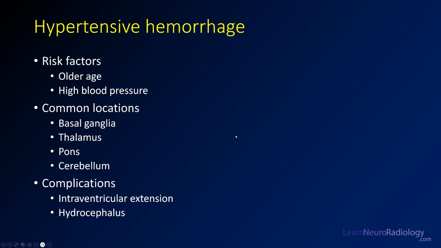So this is a case of hypertensive hemorrhage overall. The risk factors for that are older age, high blood pressure, very common to see in the basal ganglia or thalamus, like you saw in the second case. You can definitely get them in the cerebral hemispheres as well. And the pons and cerebellum, also very common locations. Intraventricular extension and hydrocephalus you saw in that second case. So those are complications you want to be on the lookout for. You want to report to your referring doctors so that they can deal with it pretty quickly.